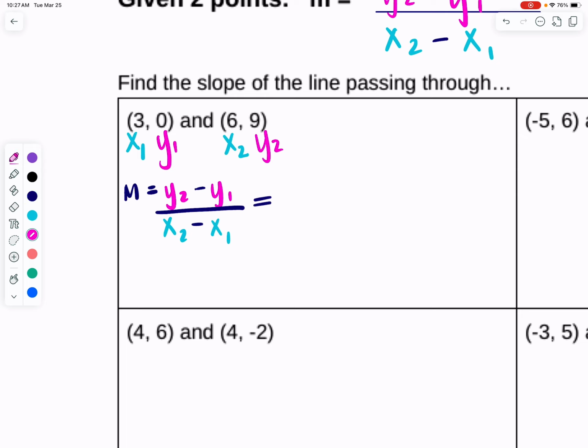My y2 is 9. My y1 is 0. x2 is 6. x1 is 3. Now at this point you could go to Desmos and plug it in. This is fairly simple math, so I'm just going to do it like it is. 9 minus 0 is 9. 6 minus 3 is 3. And I'm going to reduce this to 3 for the slope of our line.